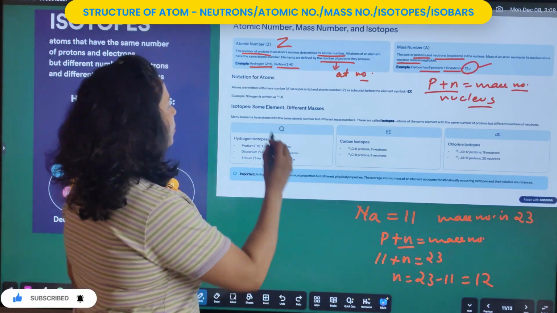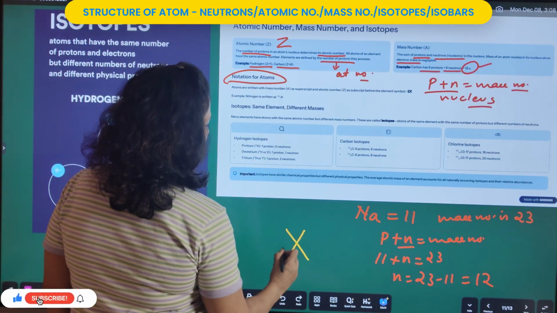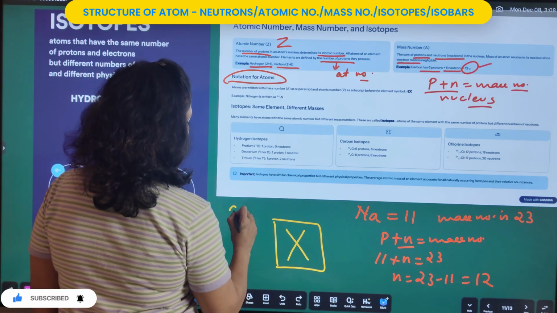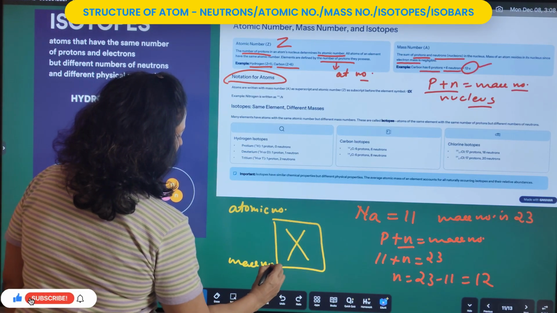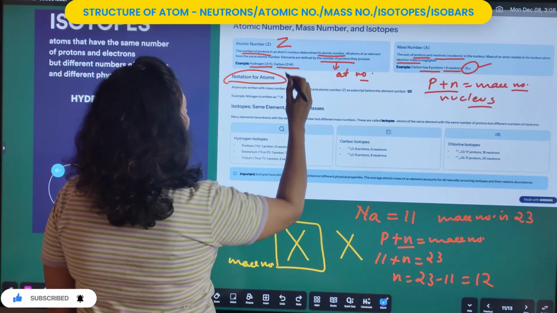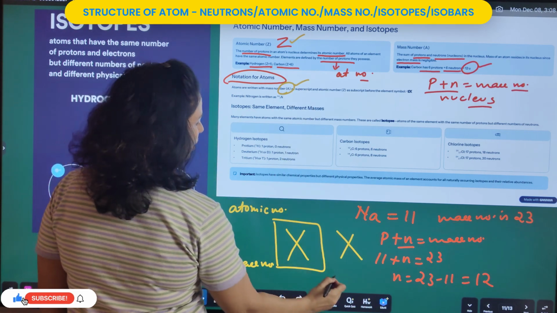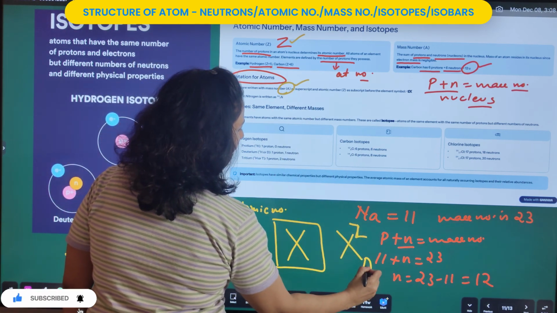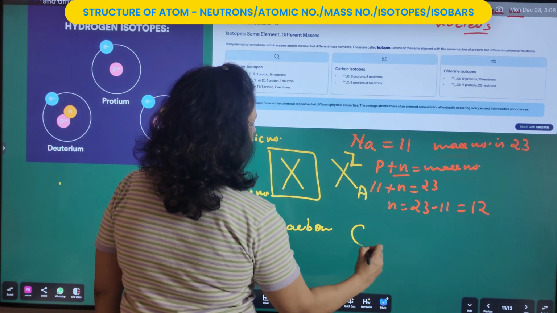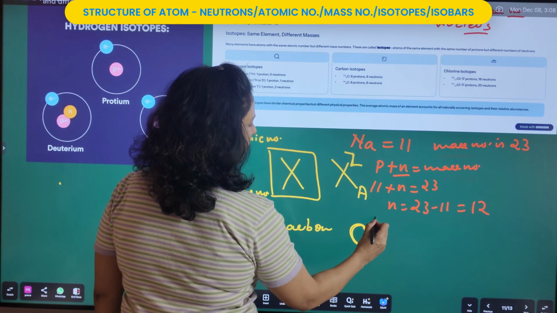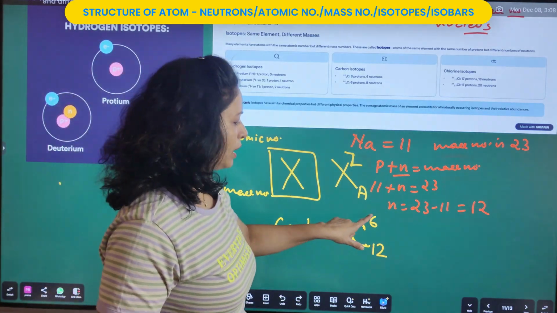How do we represent the notation of an atom? We write the symbol of the element, with the atomic number Z at the bottom and the mass number A at the top. If I have to represent carbon, I write the symbol of the element, its atomic number 6 and its mass number 12. This is how we represent any element showing the atomic number and the mass number.